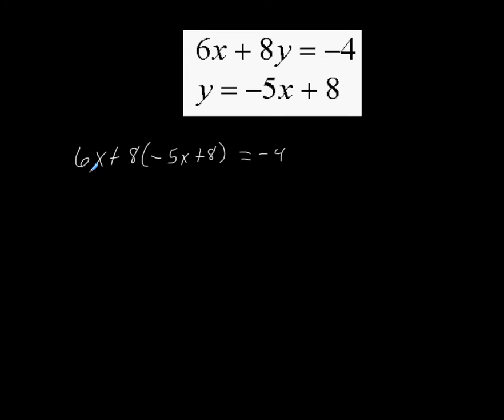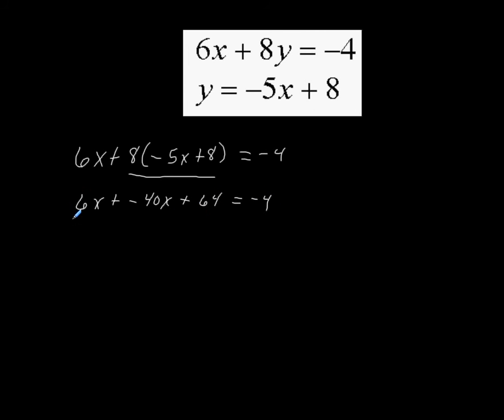Okay. Now let's go ahead and solve. We would do this first. 6x plus 8 times negative 5 would be a negative 40x, and then 8 times a positive 8 would be a positive 64. So 64 is equal to negative 4.